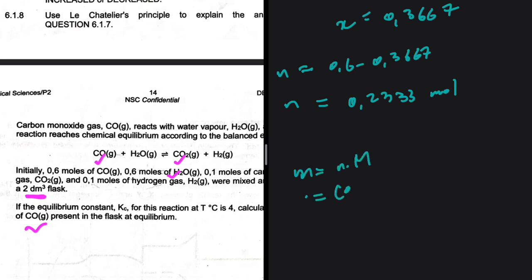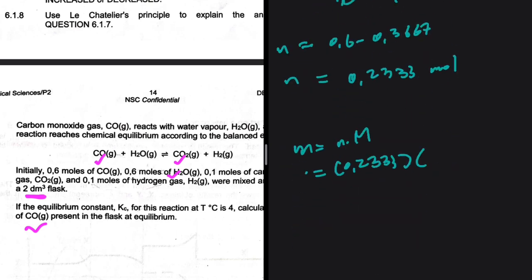So the mass is equal to the number of moles multiplied by the molar mass. So we have 0.2333 times the molar mass of carbon monoxide. I think just 12 plus 16. So multiplied by 12 plus 16. This is 6.53. So 6.53 grams is the mass of carbon monoxide at equilibrium.